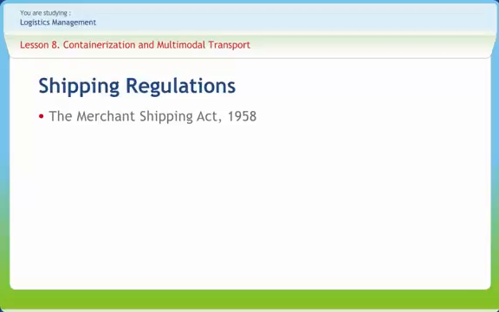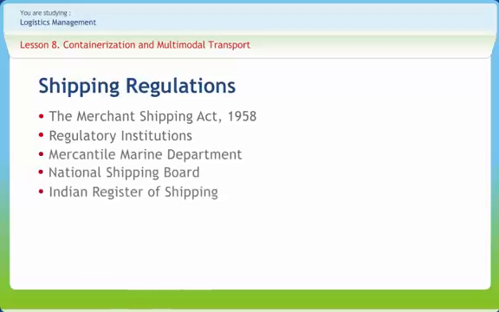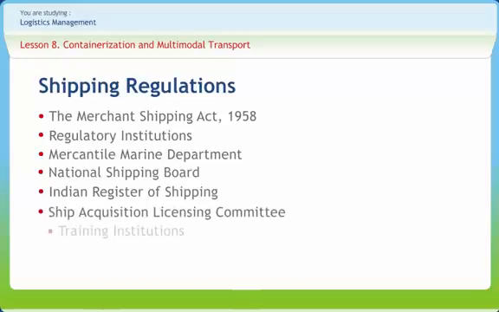Ministry of Surface Transport and Directorate General of Shipping make the two main regulatory institutions for the industry. Similarly, Mercantile Marine Department, National Shipping Board, Indian Register of Shipping, Ship Acquisition Licensing Committee, training institutions, and terms of protection also work as regulatory bodies.